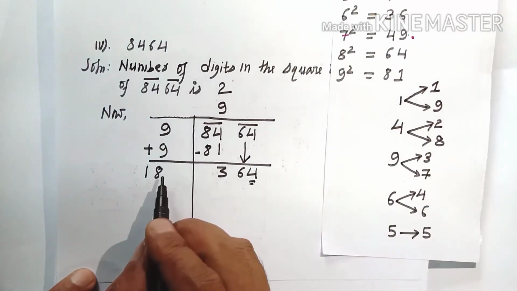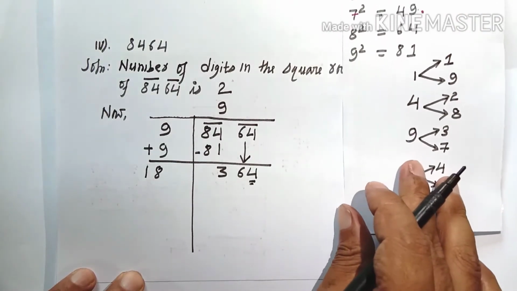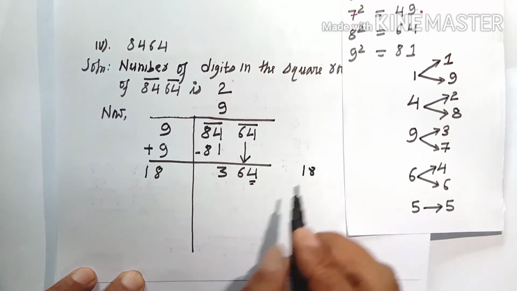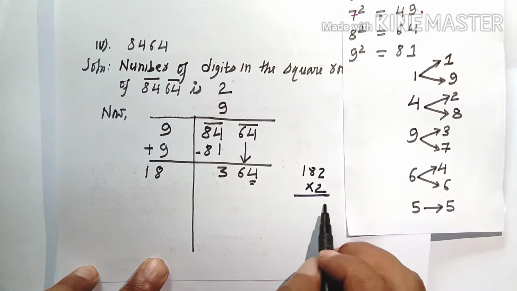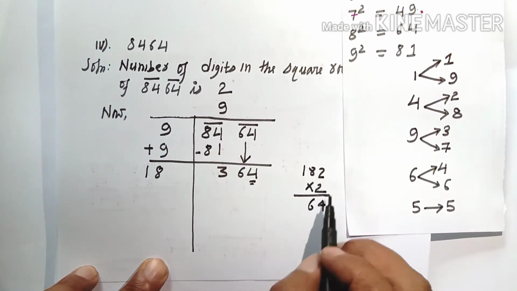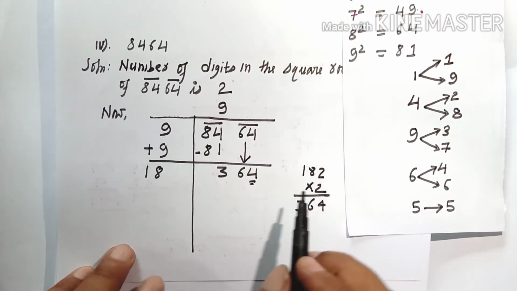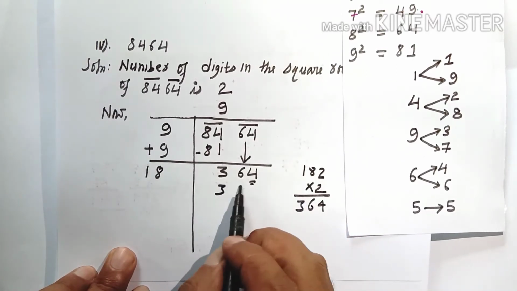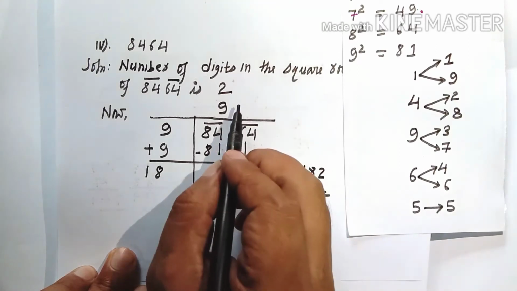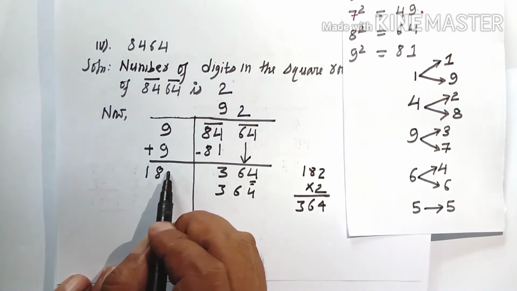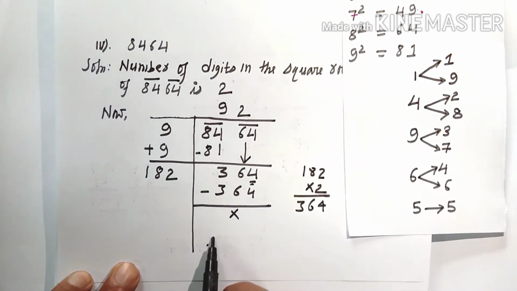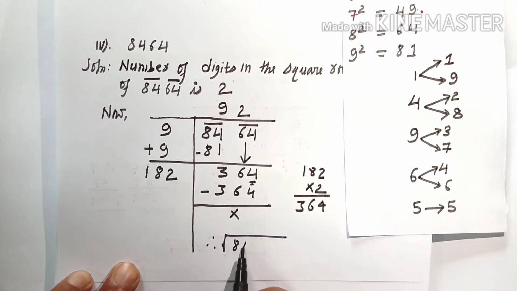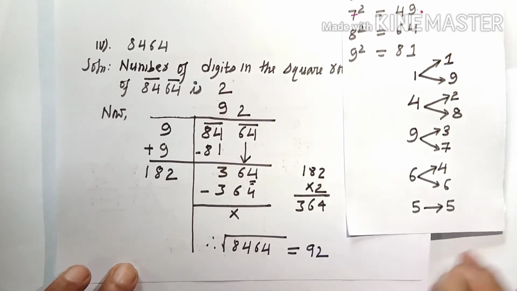So have a look now. Take this divisor for the rough work. So here 18. Let's have a try by 2. So 18 into 2. So 2 2s are 4. 2 8s will be 16. 1 in hand. 2 1s will be 2, plus 1 will be 3. So I've got exactly 364. Now these two you'll have to distribute. One at the quotient, the other one at the divisor place. Now you can subtract. So 0. Therefore the square root of 8464 equals 92.